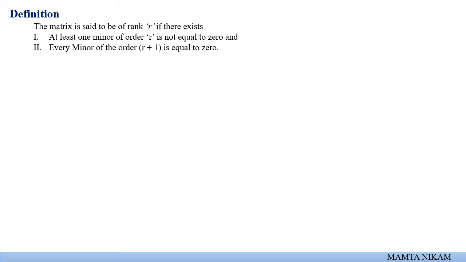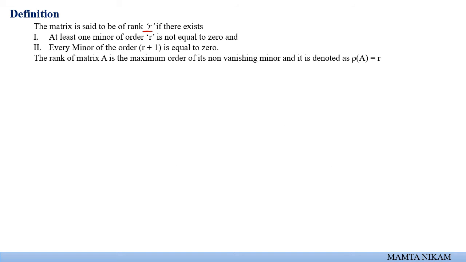A matrix is said to be of rank R if it satisfies two conditions. What are those conditions? The first condition says there exists at least one minor of order R which is not equal to 0, and every minor of order R plus 1 is equal to 0. Then the rank of a matrix is the maximum order of its non-vanishing minor, and the rank is denoted as rho of A equal to R.